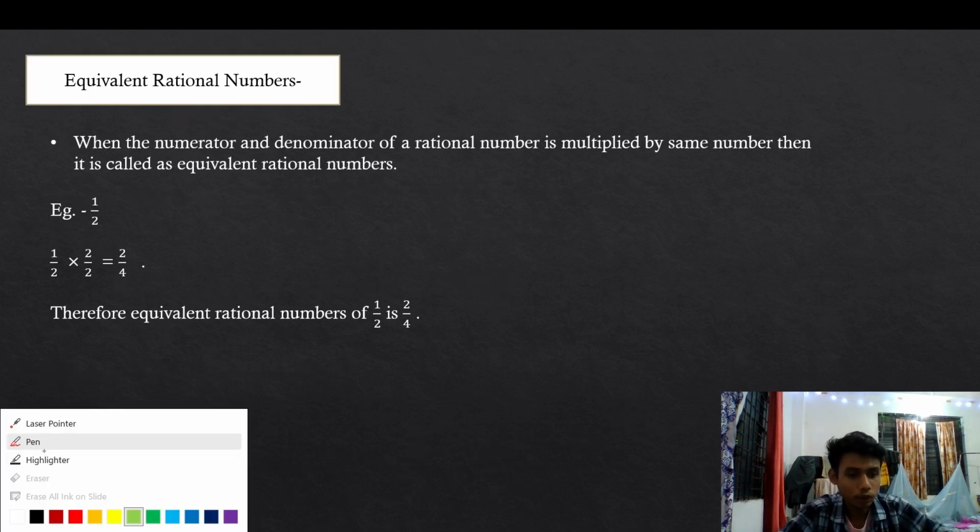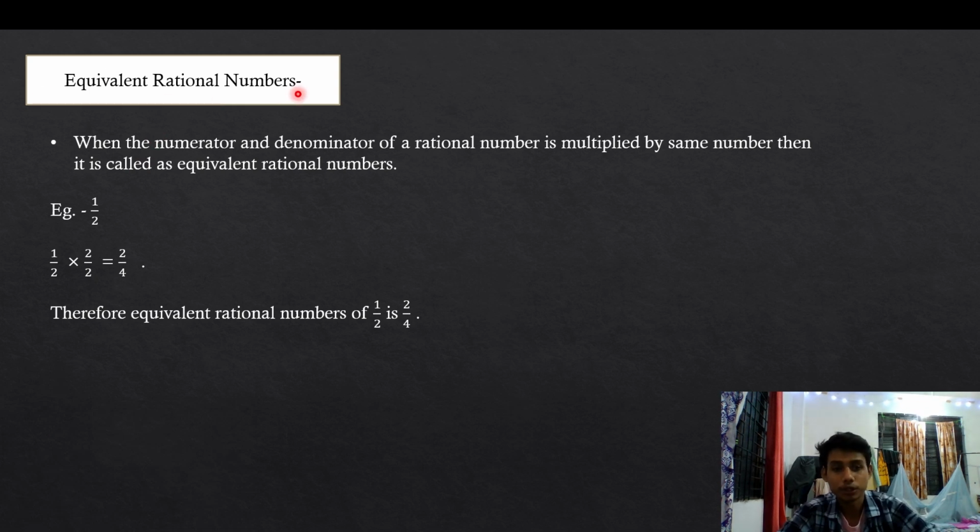Now comes our next topic, that is equivalent rational numbers. Now, what are equivalent rational numbers? When the numerator and denominator of a rational number are multiplied by the same number, then they are called equivalent rational numbers. Say we have a rational number minus 1/2. Now, if we multiply 2 with both the numerator and the denominator, we get minus 2/4, which is an equivalent rational number of minus 1/2.